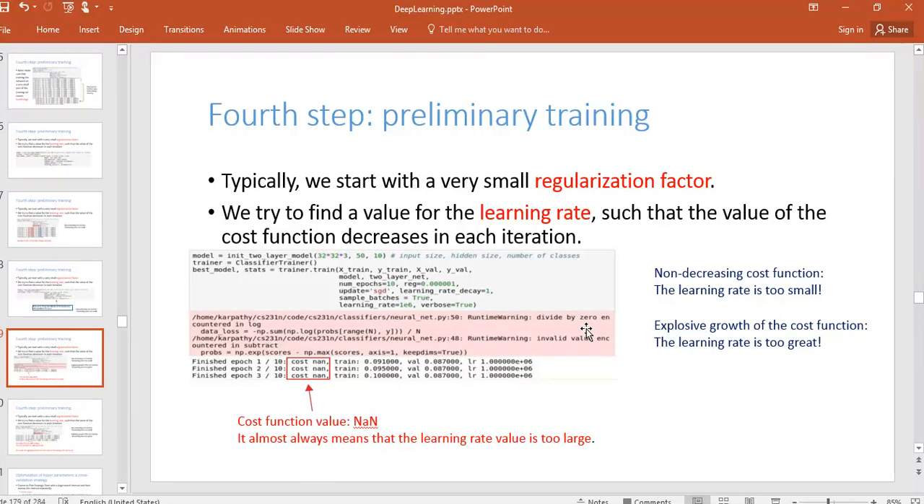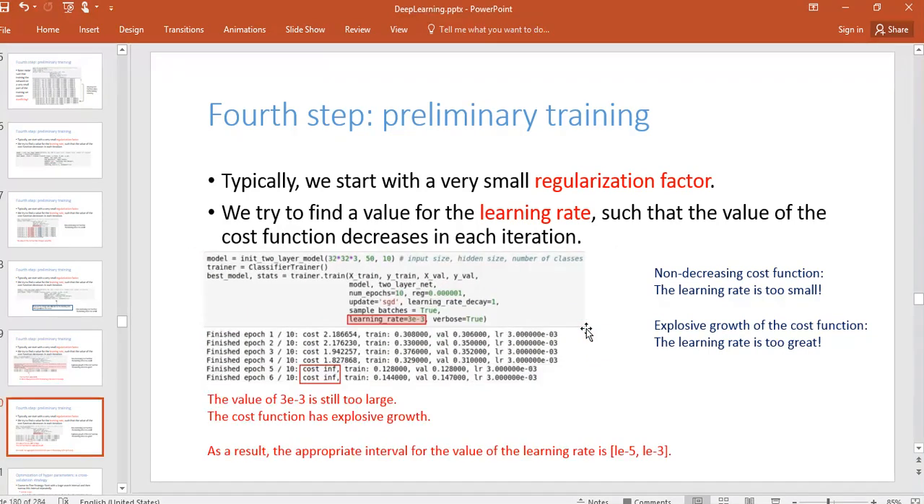And now we try alpha with a value more than the first attempt and less than the second attempt. Again, we see an increasing trend in the cost function. So this alpha is still very big, very large. So we understand that the appropriate interval is between the value of the first attempt and the third attempt. This search process is called coarse to fine.